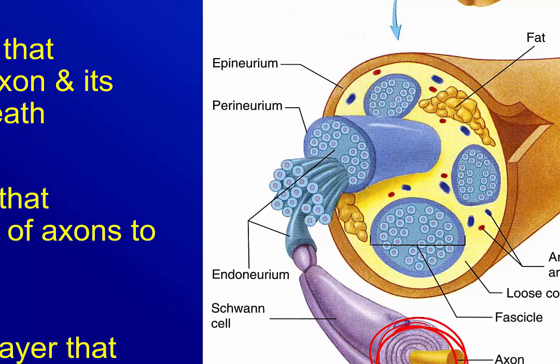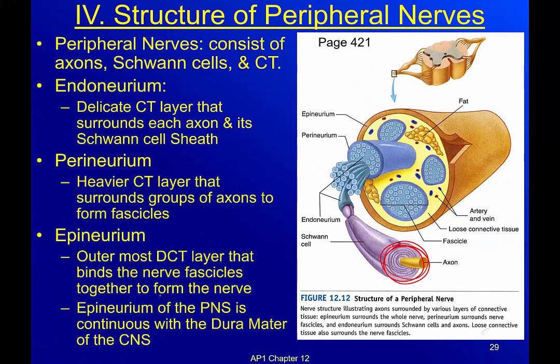You'll notice that it isn't just my neurons. I've got blood vessels, I've got connective tissue, I've got fat pads in here too. So when we talk about nerves, we're not just talking about individual cells anymore.